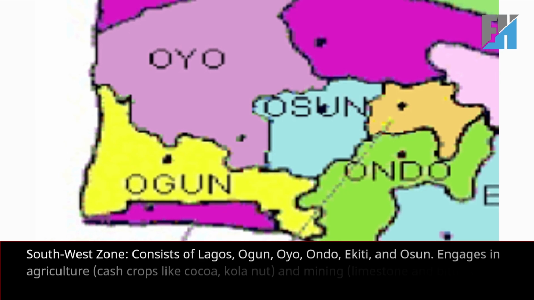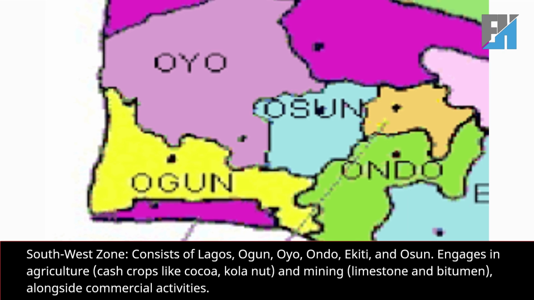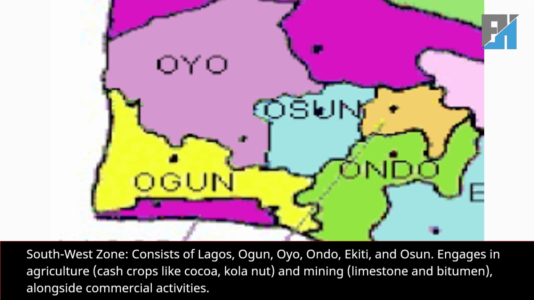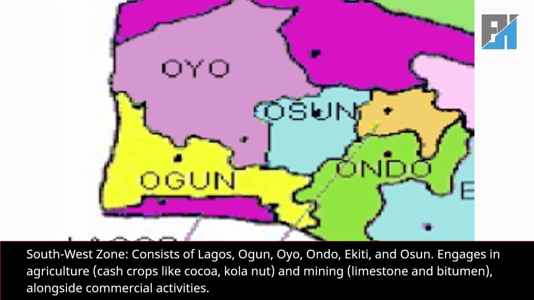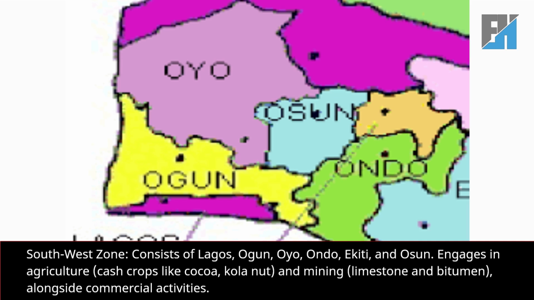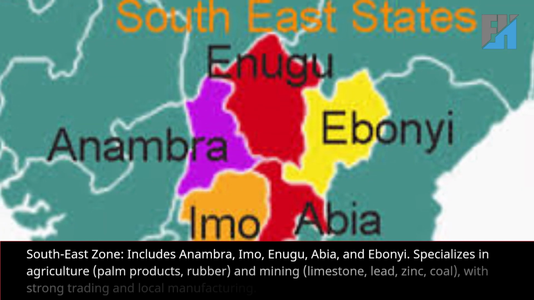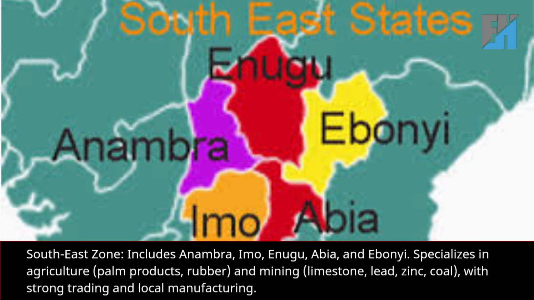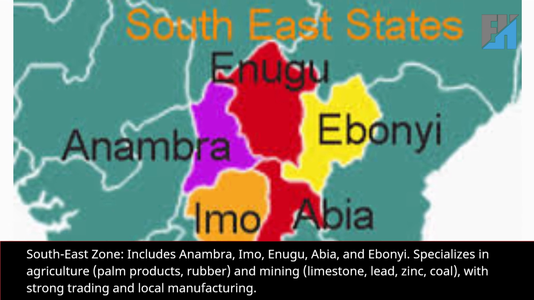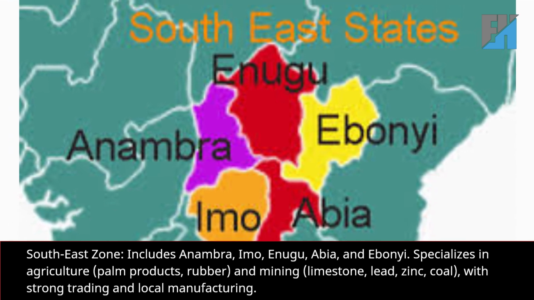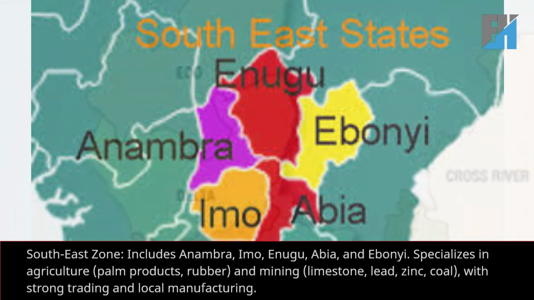Southwest Zone consists of Lagos, Ogun, Oyo, Ondo, Ekiti, and Osun. Engages in agriculture, cash crops like cocoa, kola nut, and mining, limestone and bitumen, alongside commercial activities. Southeast Zone includes Anambra, Imo, Enugu, Abia, and Ebonyi. Specializes in agriculture, palm products, rubber, and mining, limestone, lead, zinc, coal, with strong trading and local manufacturing.